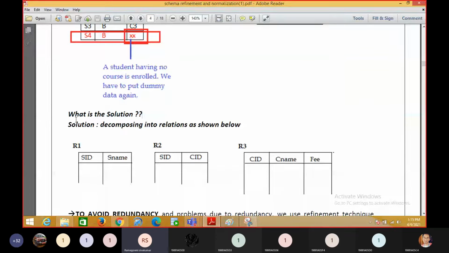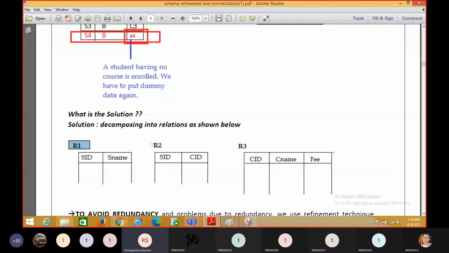What is the solution for this? The solution is decomposition. Decomposition means separating a table into a number of tables. So we are decomposing into relations as shown below. We are separating one table into a number of tables here. See, here we have the student table, and I am decomposing the student table into multiple tables.